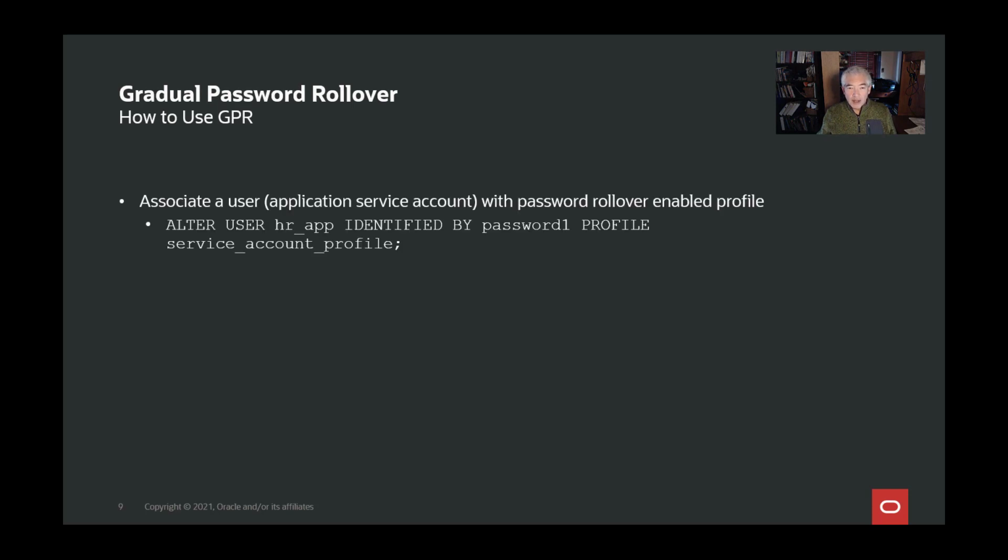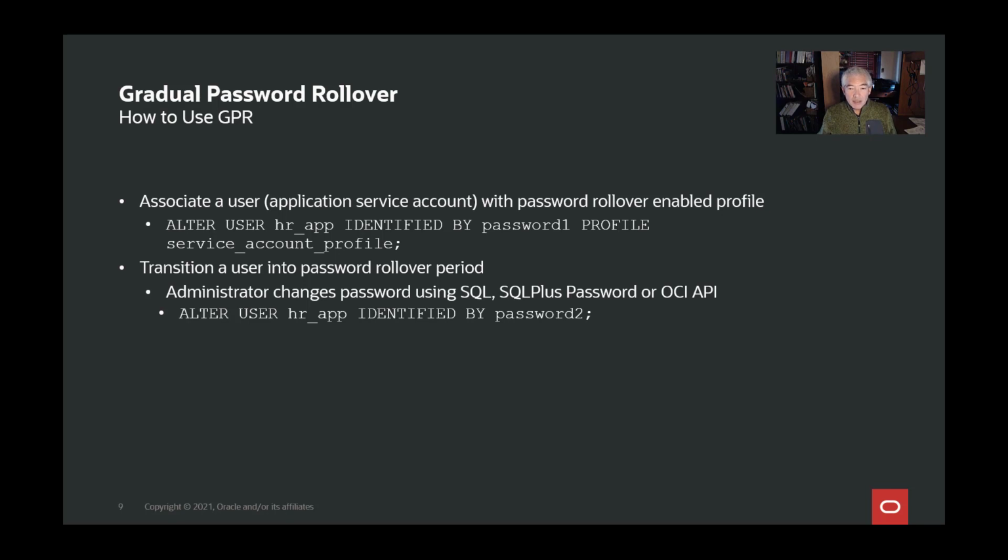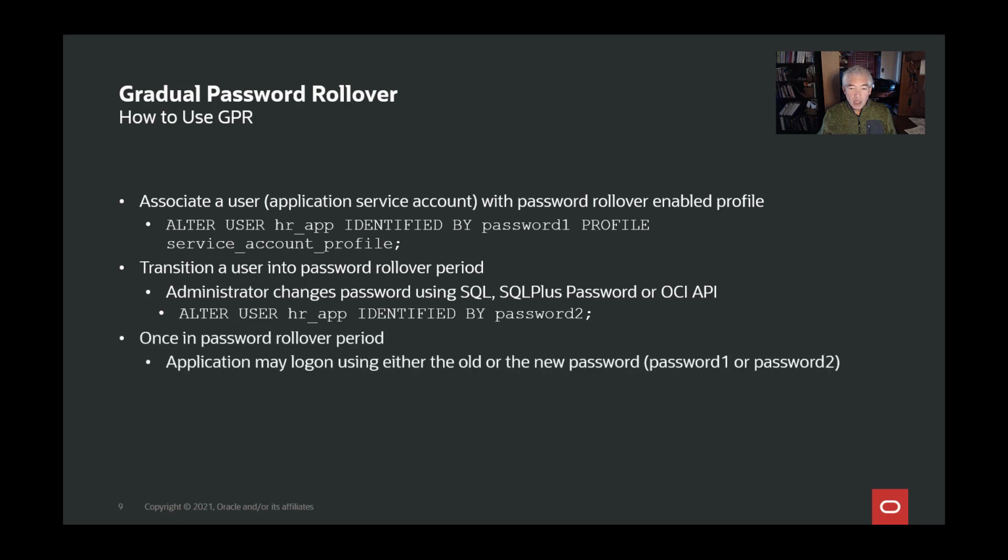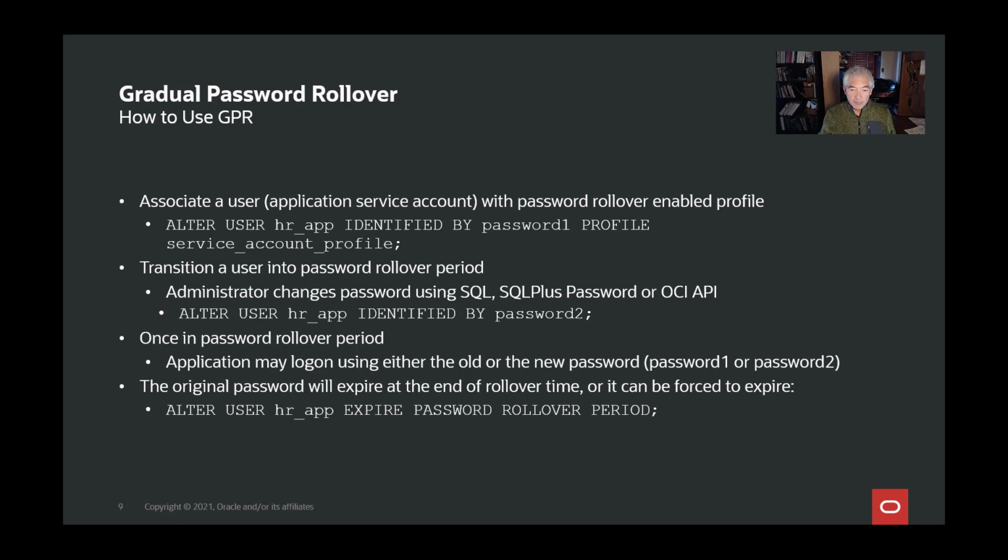Once this new limit is set in the profile, make sure the user is associated with the profile, and that could be when you create the service account, or with a create user, or by an alter user command. Then to start the password rollover, the admin creates a new password, and this will start the rollover time period specified in the profile. You have that amount of time to change the passwords on the application side. During the time period, the application can log into the service account using either the old or new password. Once all the password updates have been completed, you can either let the old password expire at the end of the rollover time, or you can force it to expire.